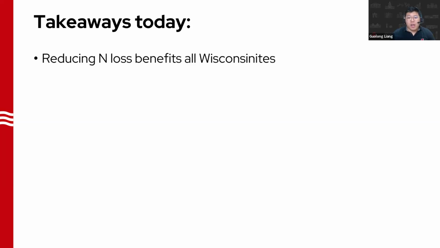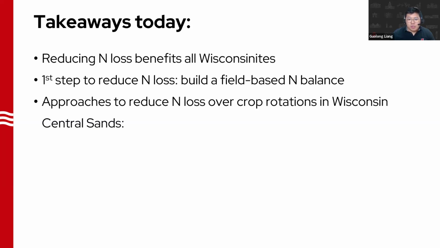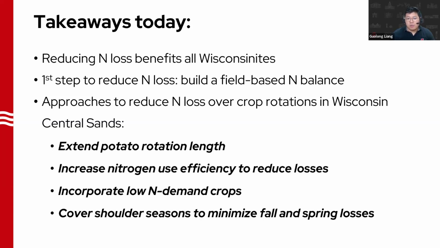This time, I'll just give you all the takeaways right away. So what are we going to learn today? We'll start with why we should reduce nitrogen loss in the first place. What is the first step towards reducing nitrogen losses? And what are some approaches to reduce loss over crop rotations in the example of Wisconsin Central Sands? We'll take time to break these approaches down one by one through our time today.